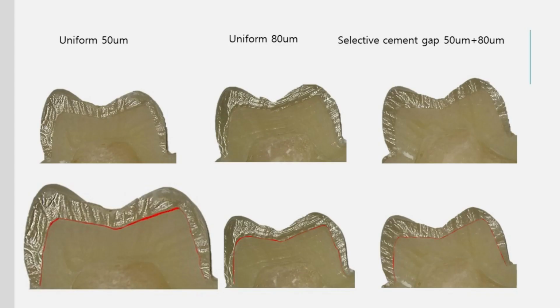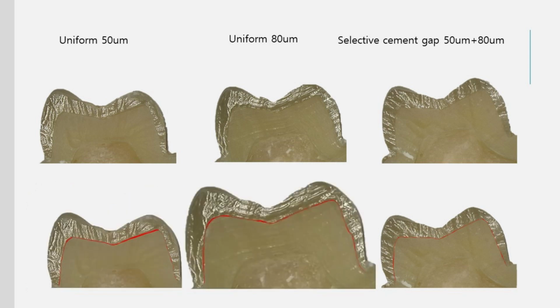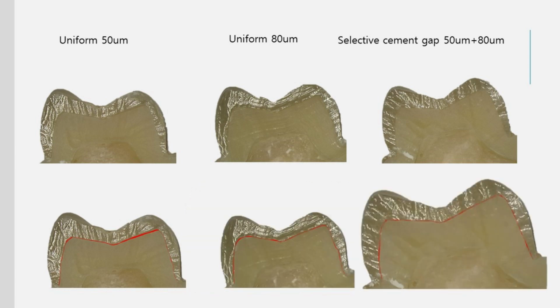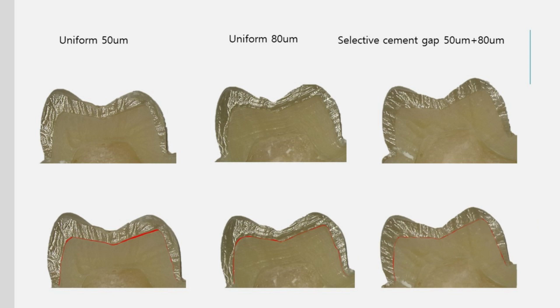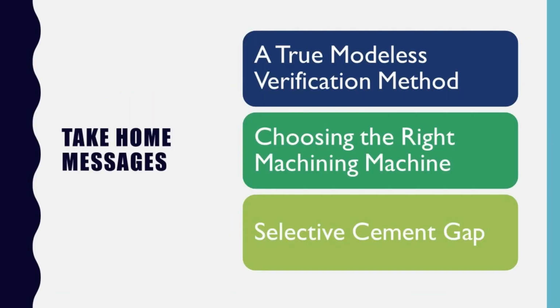The uniform 50 micrometers group on the left showed a thicker occlusal cement space due to less crown seating caused by interfering line angles. The middle uniform 80 micrometer group showed a thicker cement gap compared to the right selective cement gap group. The right selective cement gap group showed the most uniform cement space. As a result, it's useful to impose selective cement gaps in the design to achieve uniform cement space.